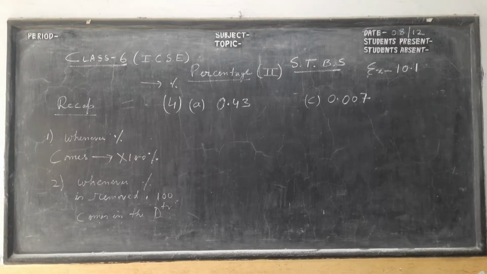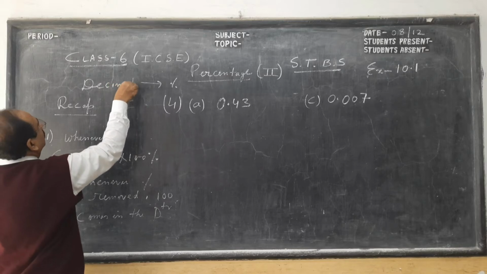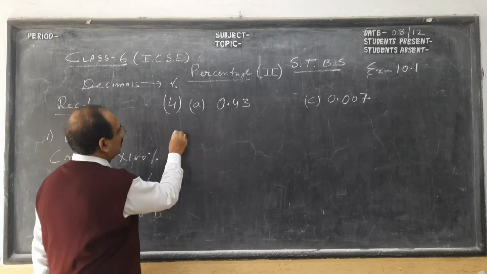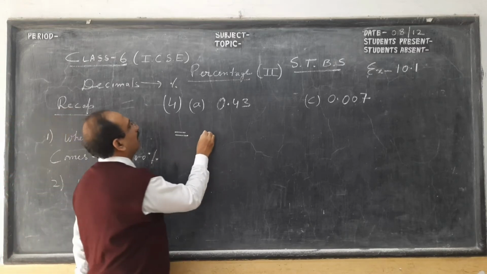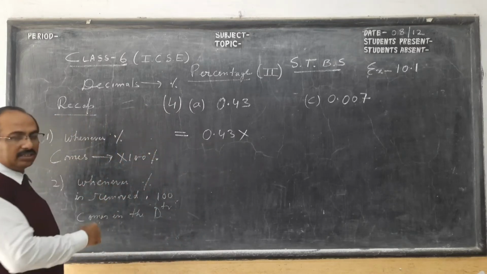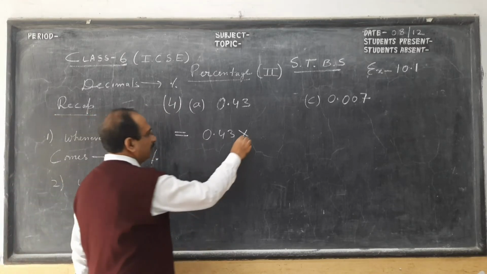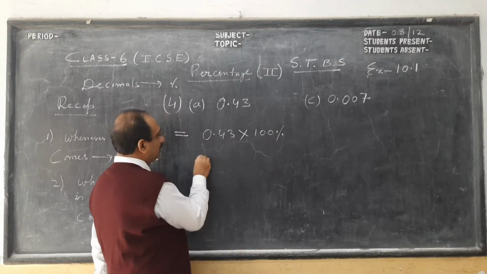So children, we move on to question number 4, where we change decimals into percentage. So let us see here. We see the first logic. We multiply by 100. Okay, so to bring percent, these two things are very simple but very, very important. And I have given you the logic also why this comes.